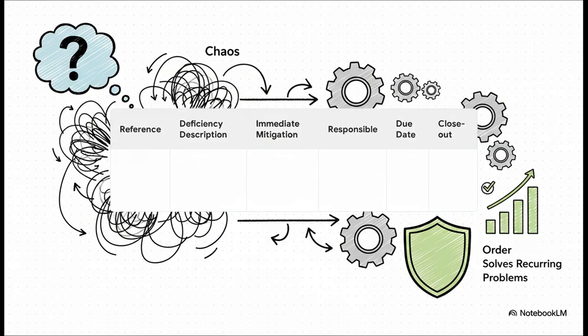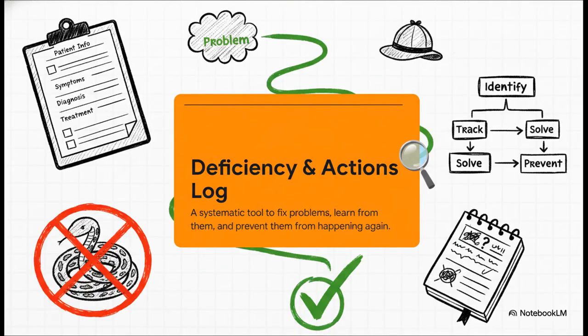This simple table right here is the hero of our story. I know, at first glance, it just looks like boring paperwork, right? A spreadsheet with a few columns. But don't let that fool you. This document, a Deficiencies and Corrective Actions log, is one of the most powerful tools out there for imposing order on chaos. So, what is this thing really?